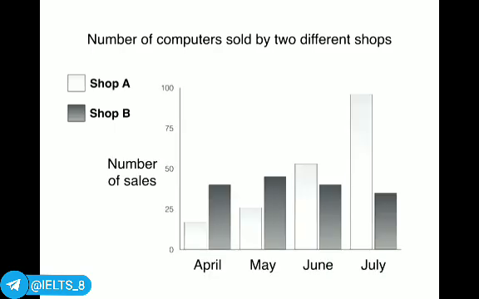We can see number of sales on the left from 0 to 100 and the months April to July along the bottom. If we take then Shop A in these bars, you can see that the number of computers sold by Shop A increases from April to July, so we could connect those months with a line, whereas Shop B has fairly stable figures that don't really change very much. In other words, we could have drawn two lines instead of bars.